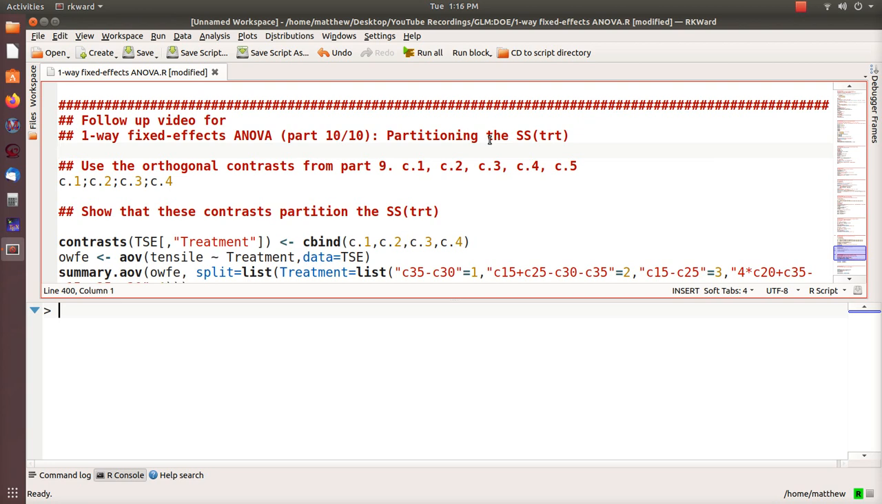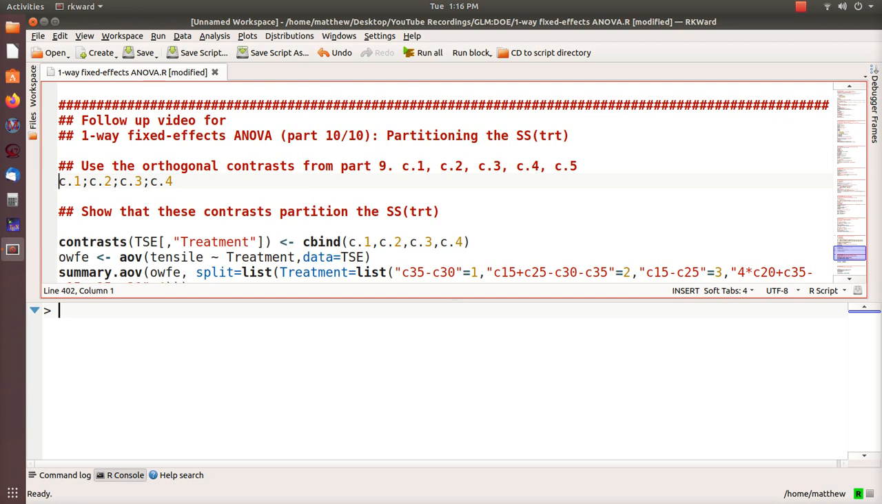In parts 7, 8, and 9 we look at contrast, the sum of squares of contrast, the variance associated with the least squares estimates, and we calculate the least squares estimates. In part 9 we start looking at orthogonal contrast, and in part 10 we show that that set of orthogonal contrast actually partitions the sum of squares treatment, and that's what we want to illustrate in this video.